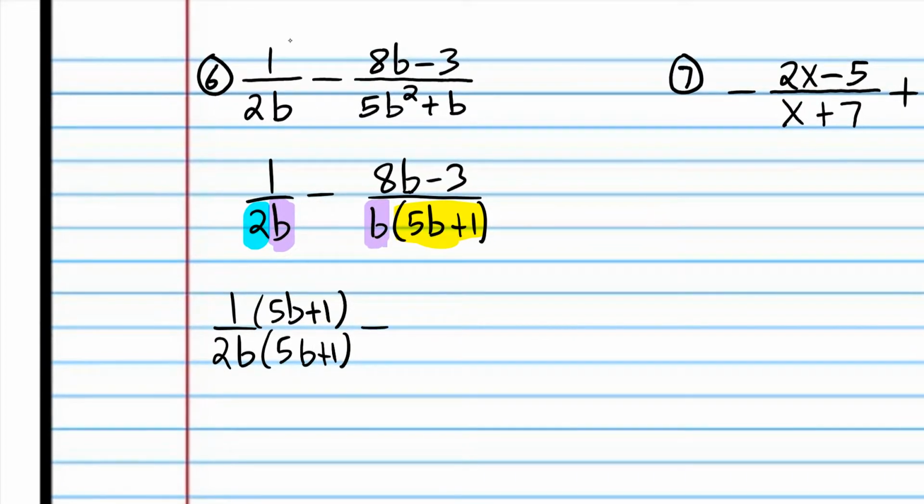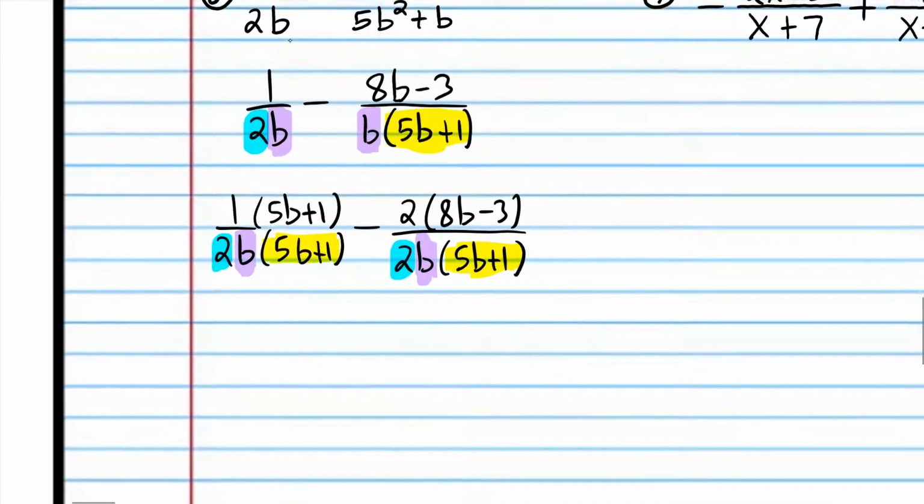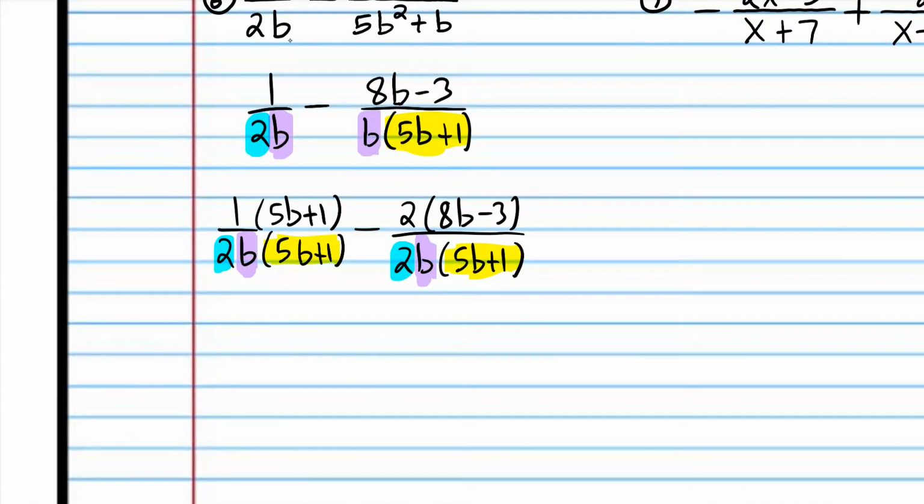And we're missing a 2 on the denominator in the right fraction, so I'm going to multiply both sides of the fraction at the right by 2. And you see, the reason that we did that is now we have yellow 5b plus 1s on both the denominators, and we have b's on both the denominators, and we have 2's on both the denominators, so we have now a common denominator. Just remember, if you multiply the bottom, you have to multiply the top, you see.